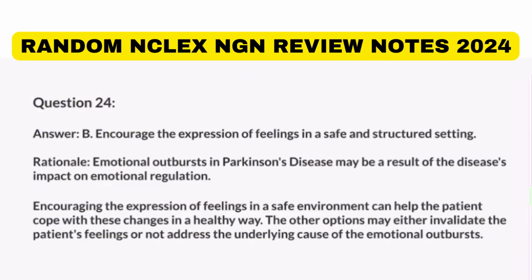Answer: B. Encourage the expression of feelings in a safe and structured setting. Rationale: emotional outbursts in Parkinson's disease may be a result of the disease's impact on emotional regulation. Encouraging the expression of feelings in a safe environment can help the patient cope with these changes in a healthy way. The other options may either invalidate the patient's feelings or not address the underlying cause of the emotional outbursts.